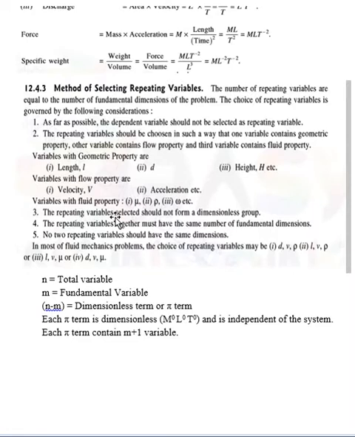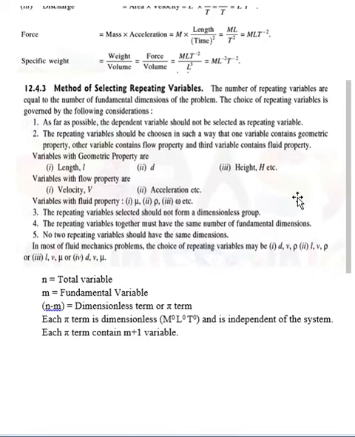The repeating variables should not form a dimensionless group. Dimensionless group means the unit of the quantity is dimensionless. For example, efficiency is a dimensionless term, therefore it should not be selected as a repeating variable. Or strain is also a dimensionless term.